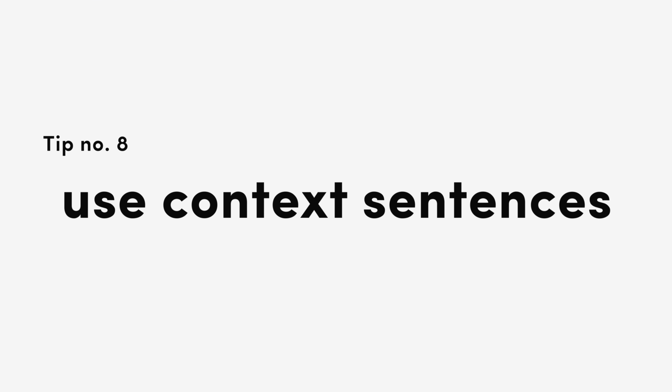Tip number 8, use context sentences. I find it helpful to add sample sentences along with the words. That way, you can see how the word is used naturally in a sentence. Seeing the whole sentence can also make it easier to remember since you can see the context. When adding new words, I like to include a sample sentence. I use Naver Dictionary for this.